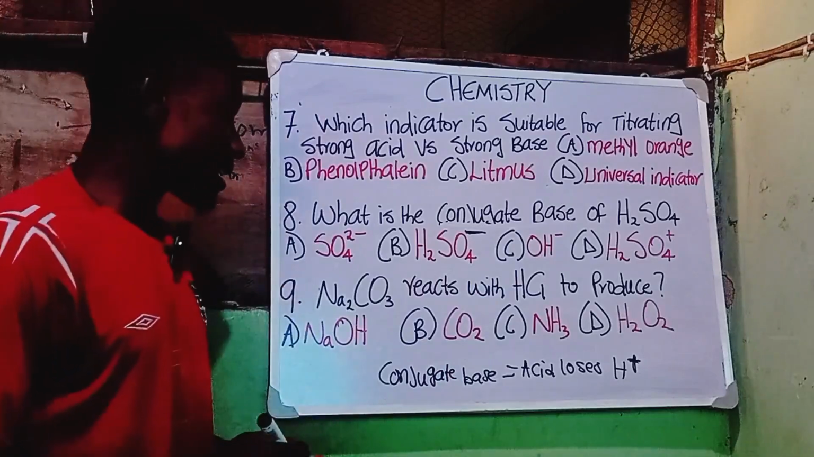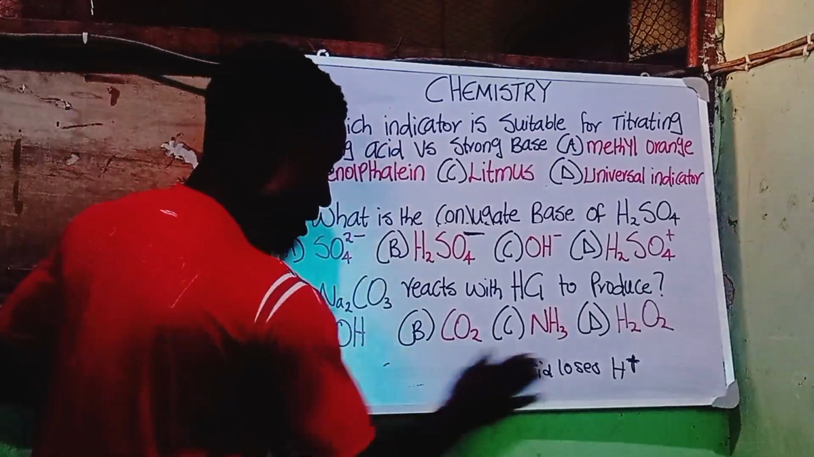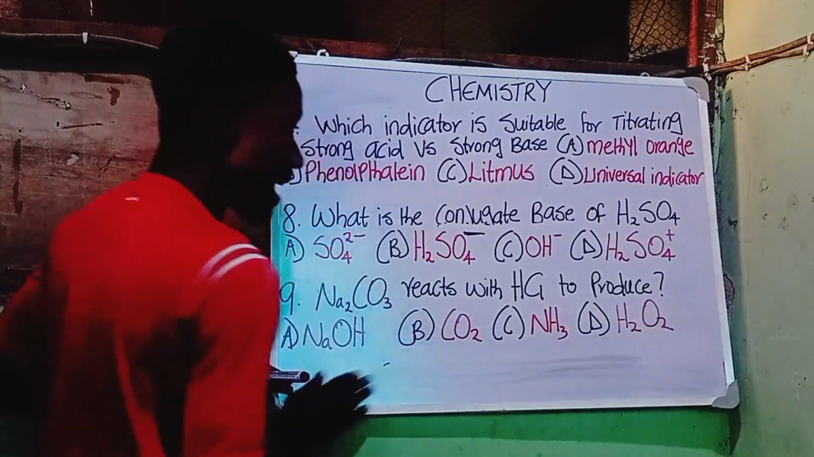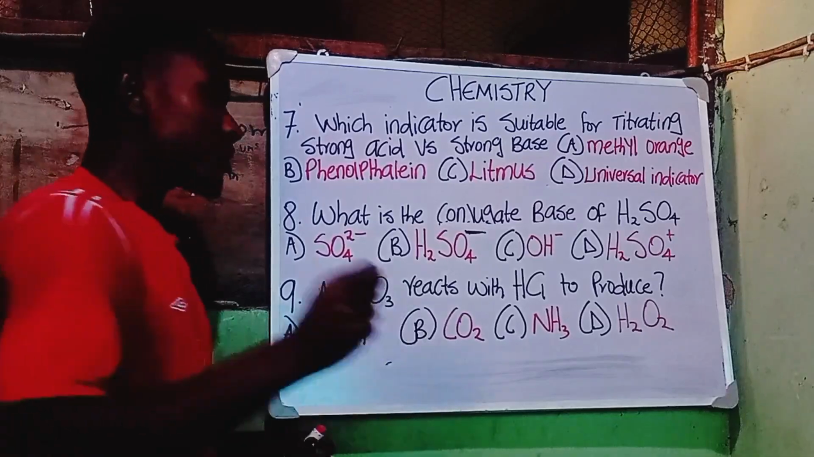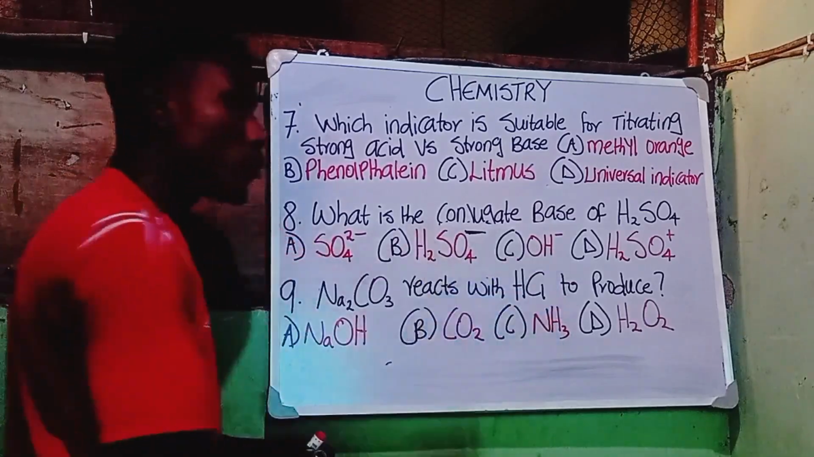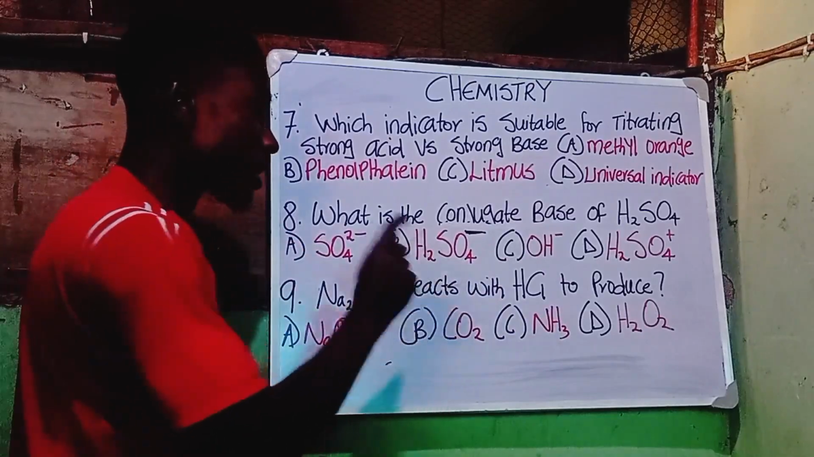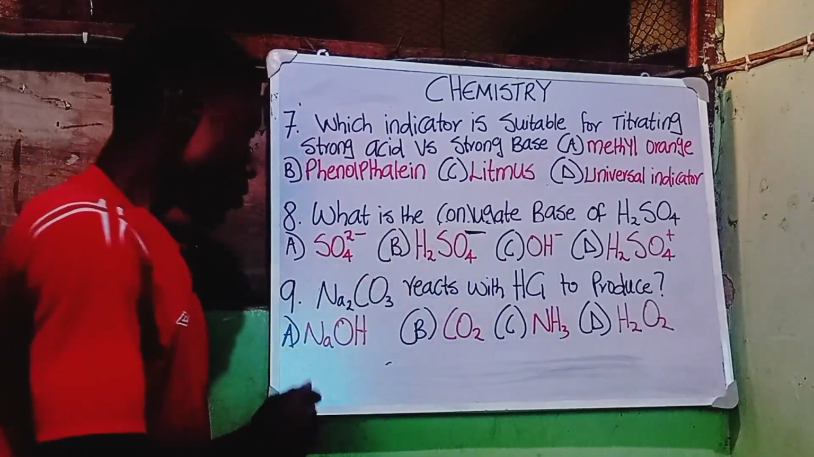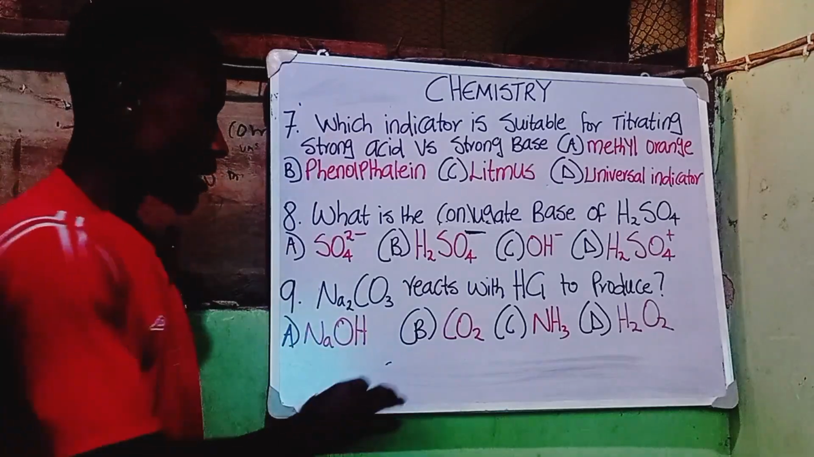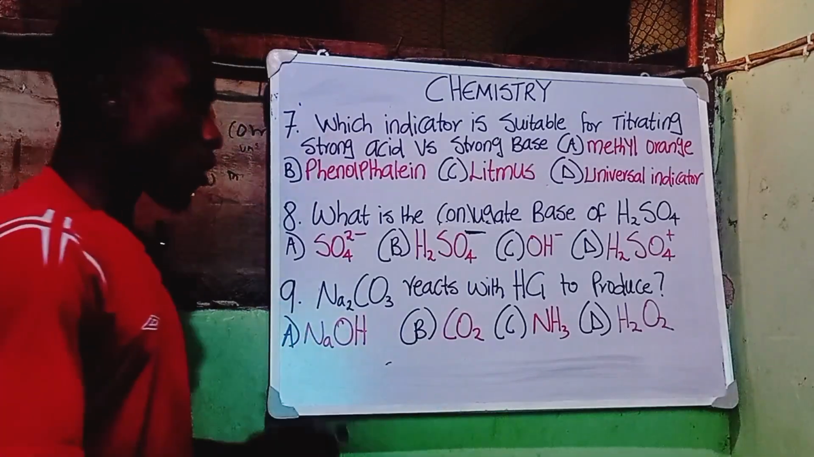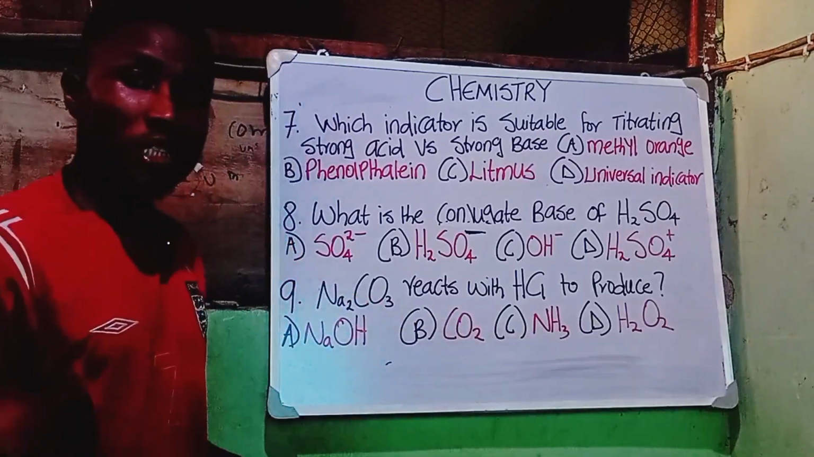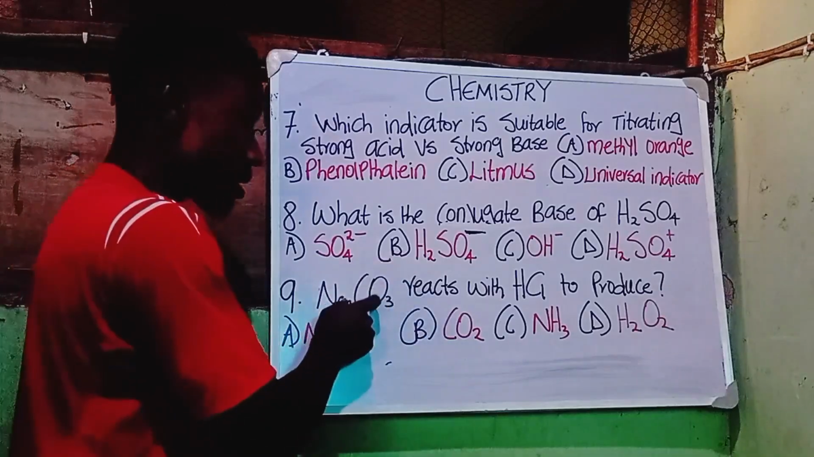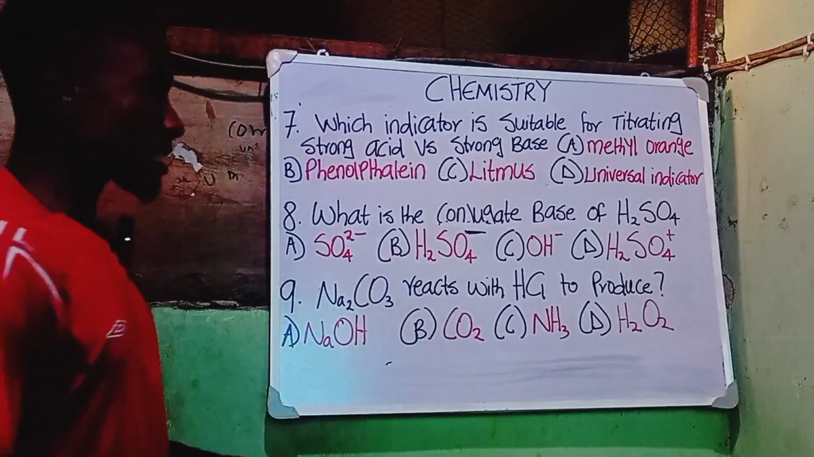We have question number 9. It says carbonates react with hydrochloric acid to produce: A, sodium hydroxide; B, carbon dioxide; C, ammonia; and D, hydrogen peroxide. So carbonate reacts with hydrochloric acid to produce what?